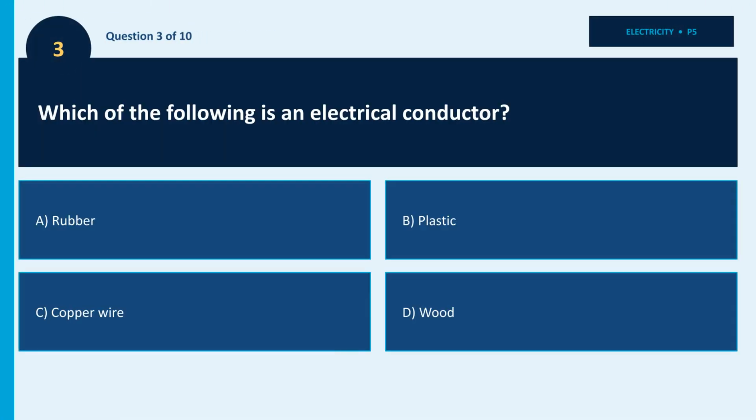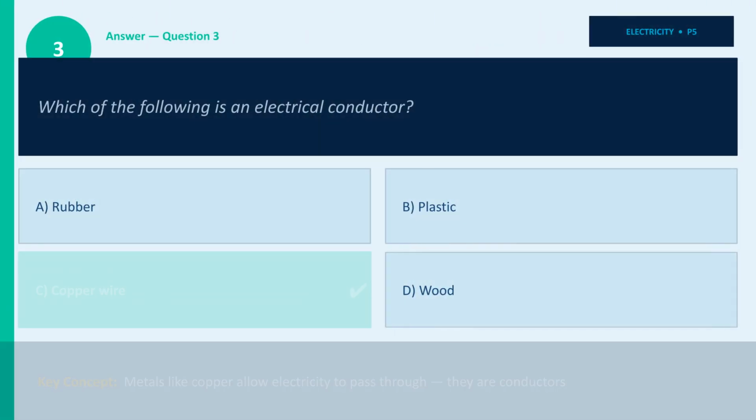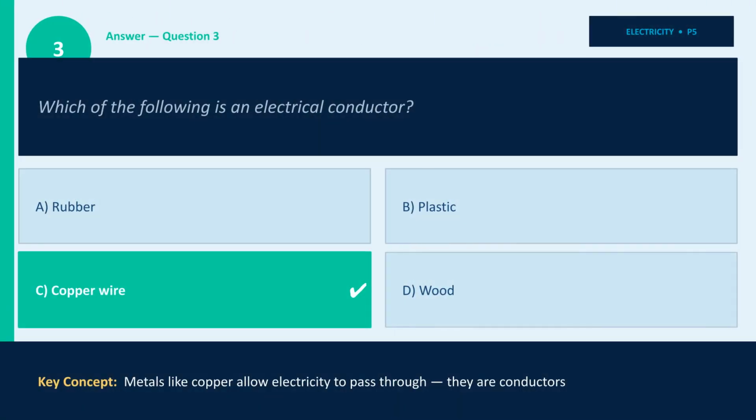Question 3. Which of the following is an electrical conductor? Think about materials that allow electricity to pass through easily. The answer is C. Copper wire is a metal, and metals are good conductors that allow electricity to pass through.